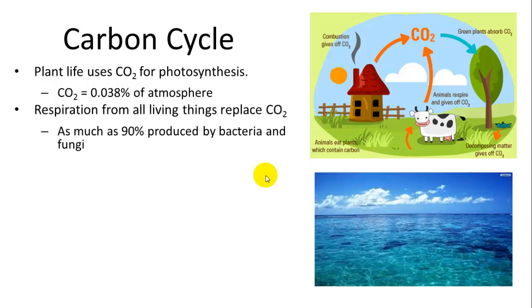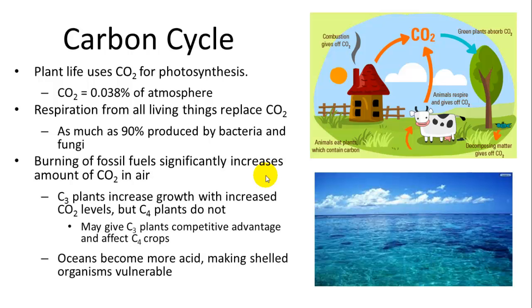90% of that is probably by decomposers such as bacteria and fungi. Fossil fuels are organic matter that has been through millions of years of pressure and heat, turned into hydrocarbons. And when we burn those, that also increases the amount of carbon dioxide in the air. If you have more carbon dioxide, that may be great for C3 plants, but not for C4 plants, so it doesn't really help them. So it might give a competitive advantage to C3 plants and decrease an advantage of C4 crops, or we might just have to grow them more in northern latitudes.